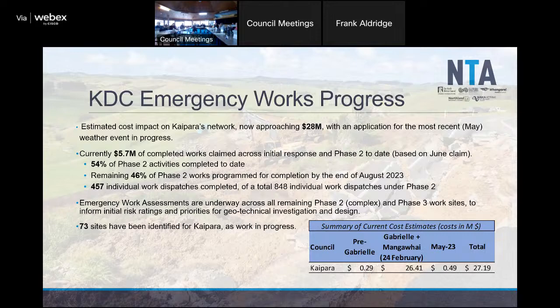So there's 73 sites, as pointed out, in Kaipara. The full list of sites is provided in the fortnightly report that Jason distributed, the latest version last Monday, I believe. So if you have a question about a specific site, we'll need to go to that report to see if it's there.